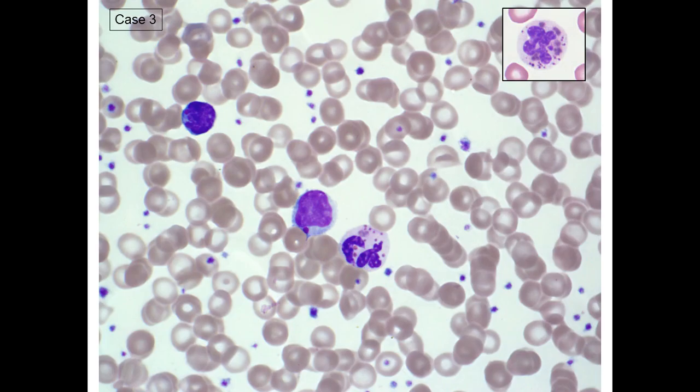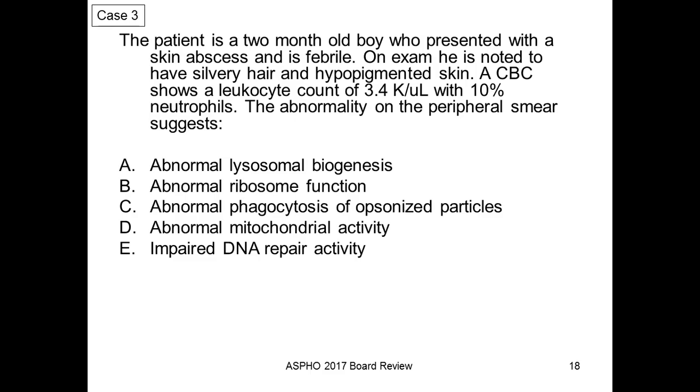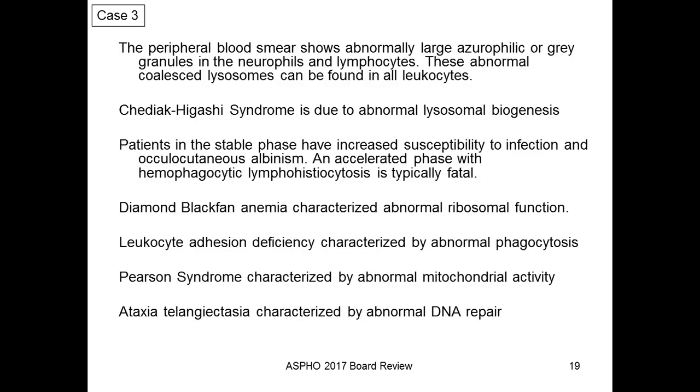So here's the smear again. Notice you can see unusual inclusions in both the neutrophils as well as the lymphocytes on this smear. So the answer here is abnormal lysosomal biogenesis. This is a peripheral smear from a patient with Chediak-Higashi. It shows abnormally large azurophilic or gray granules in the neutrophils and lymphocytes. These are caused by abnormal coalesced lysosomes, and they can be found in all leukocytes. So it's due to abnormal lysosomal biogenesis.